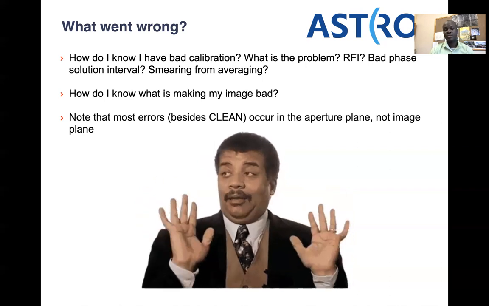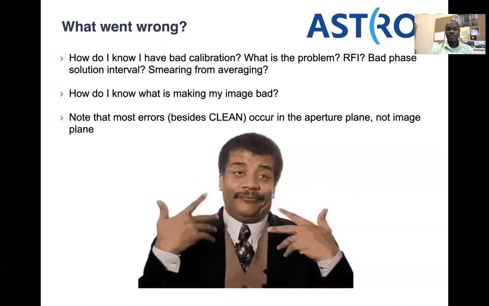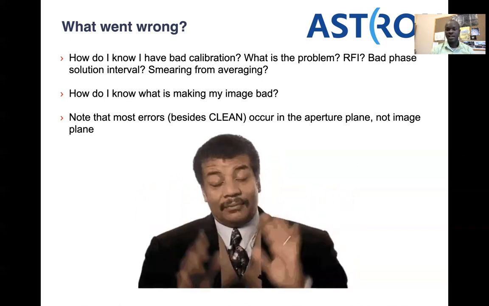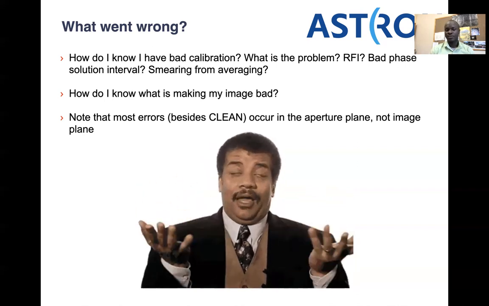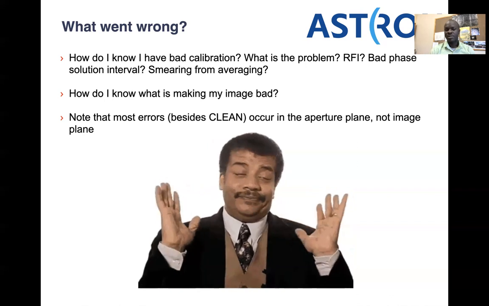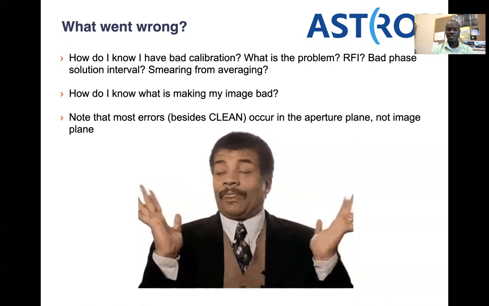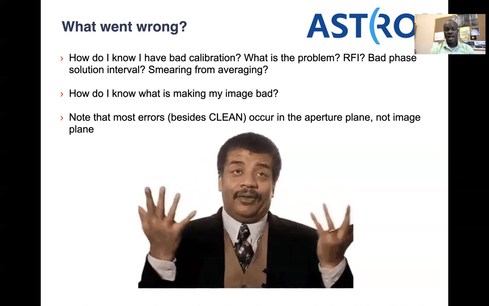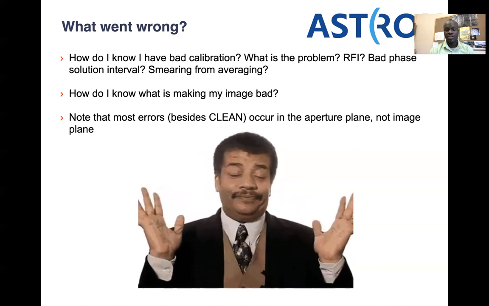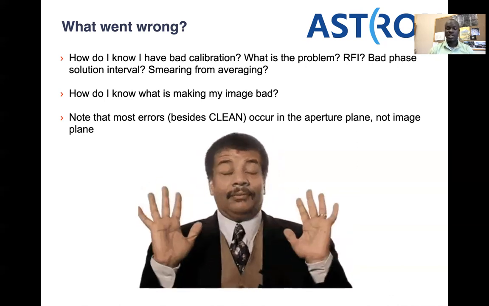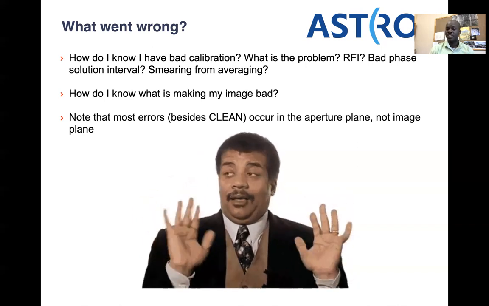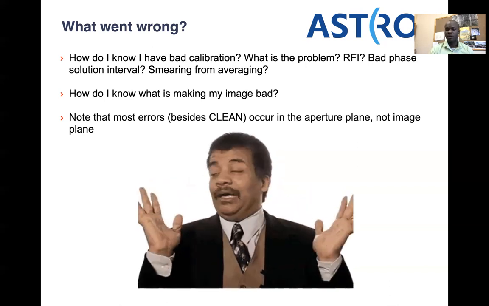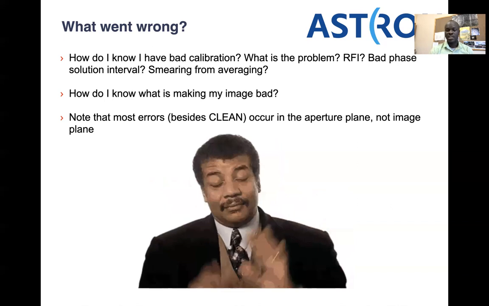So some of the key questions we want to answer are, how do I know I have bad calibration? What exactly could be the problem? Could it be RFI, or could it be something like a bad phase solution interval? Or can I have a problem with smearing, which comes from averaging either in time or in frequency? How do I know what is making my image bad? It is important for you to note that most of the errors you encounter, apart from errors associated with the clean, occur in your UV plane, or what you call your aperture plane, not in the image plane.